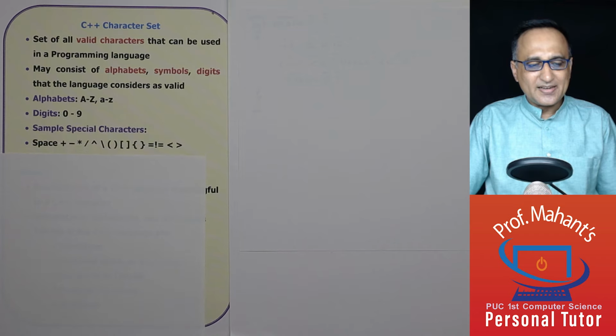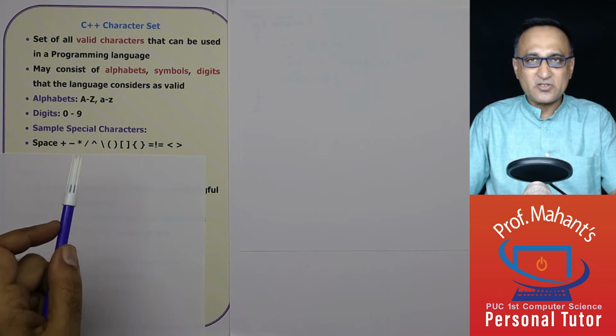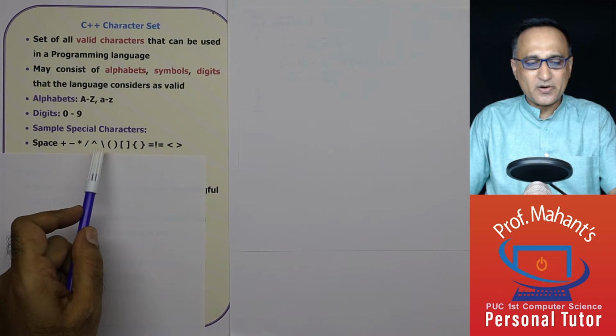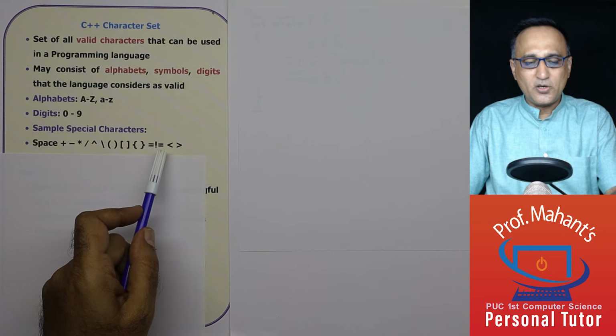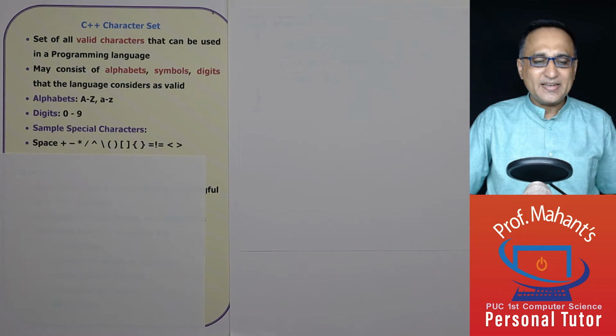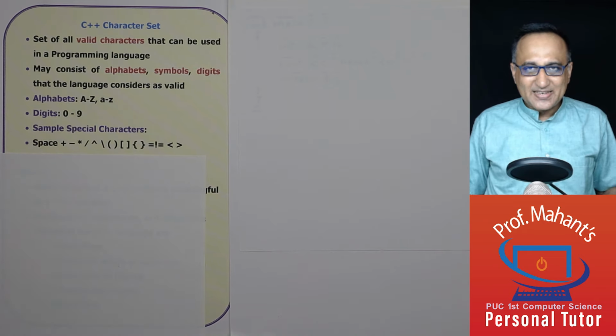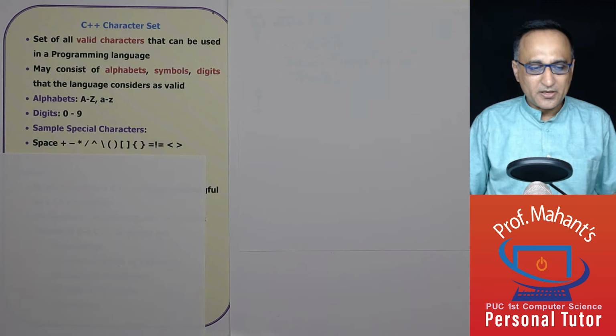Then special characters or symbols like space, operators like plus, minus, multiplication, division, percentage which stands for modulus, caret, round bracket, square bracket, flower bracket, equal to, not equal to, lesser than, greater than. So these are all examples of a small sample character set. So a character set is a list of all valid or legal characters permitted by that particular programming language. You will slowly understand what are the valid character set in that particular programming language as we proceed further.